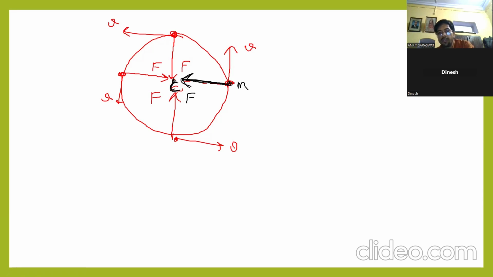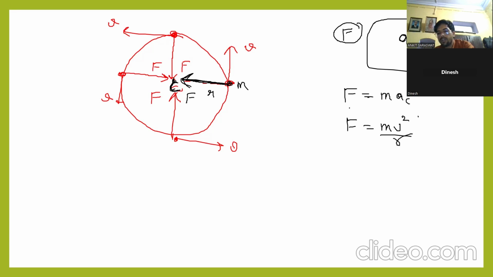Because of this force, that is centripetal force, there is some centripetal acceleration a_c. It is v square by r. You should learn this. I will explain in the next class how it is v square by r. But you should learn this: centripetal force is m into a_c, which is m v square by r. Clear? This is the centripetal force.